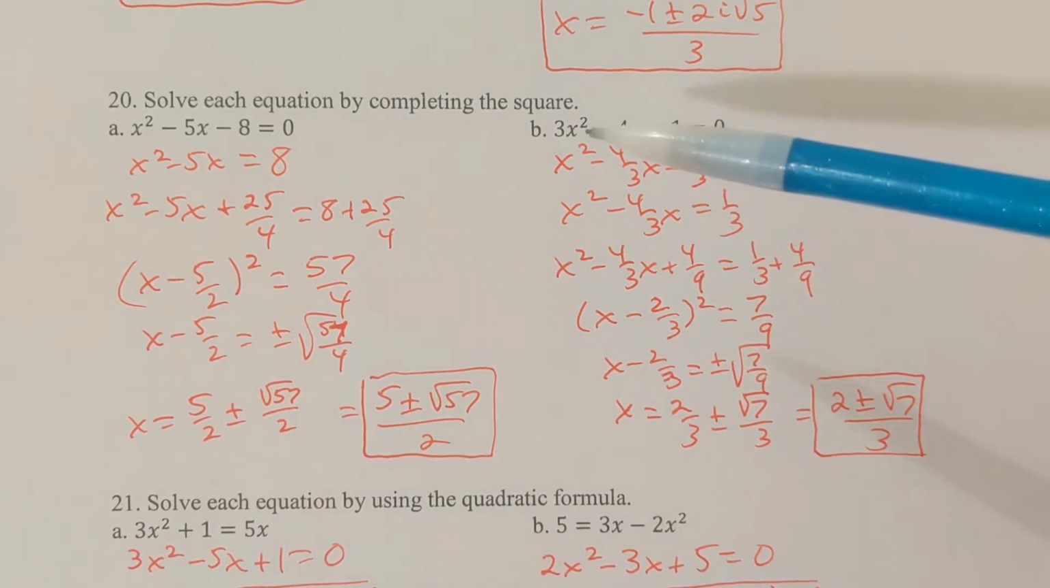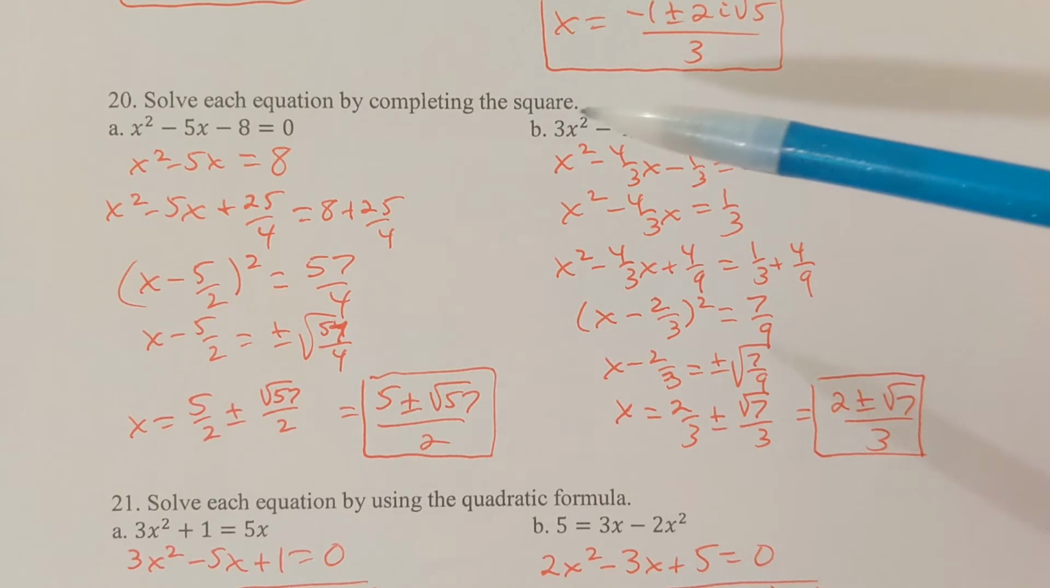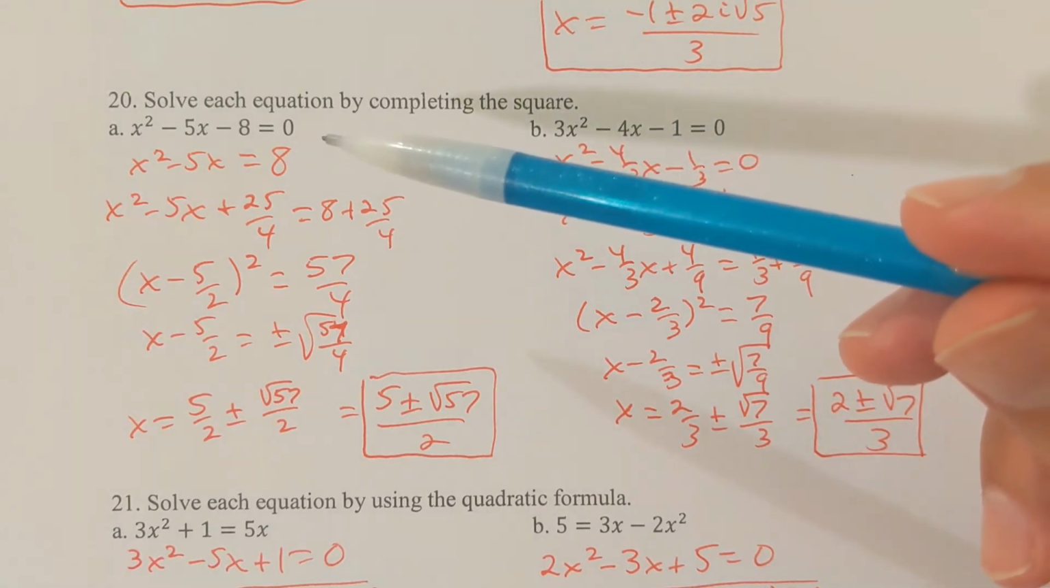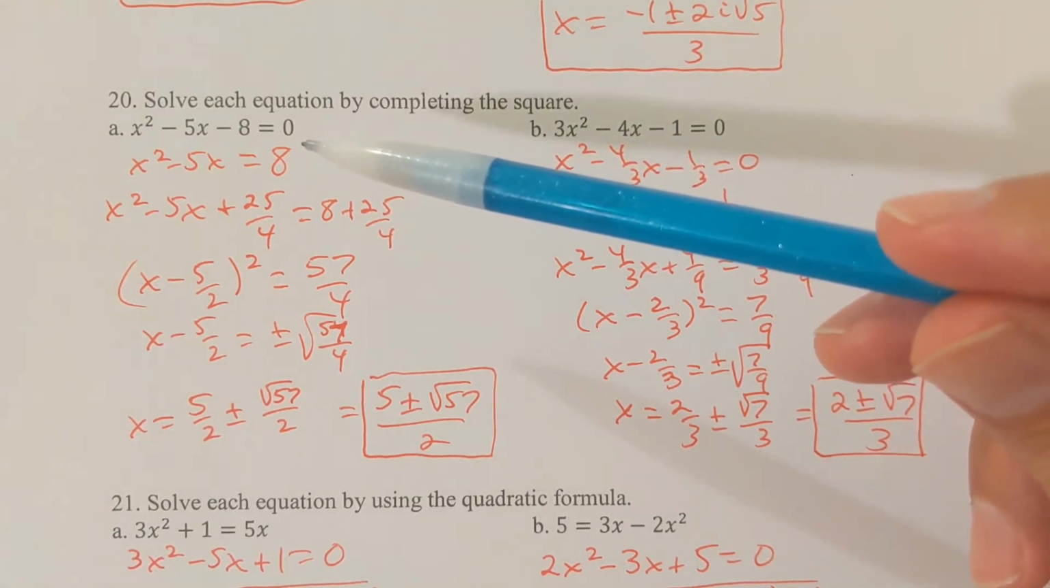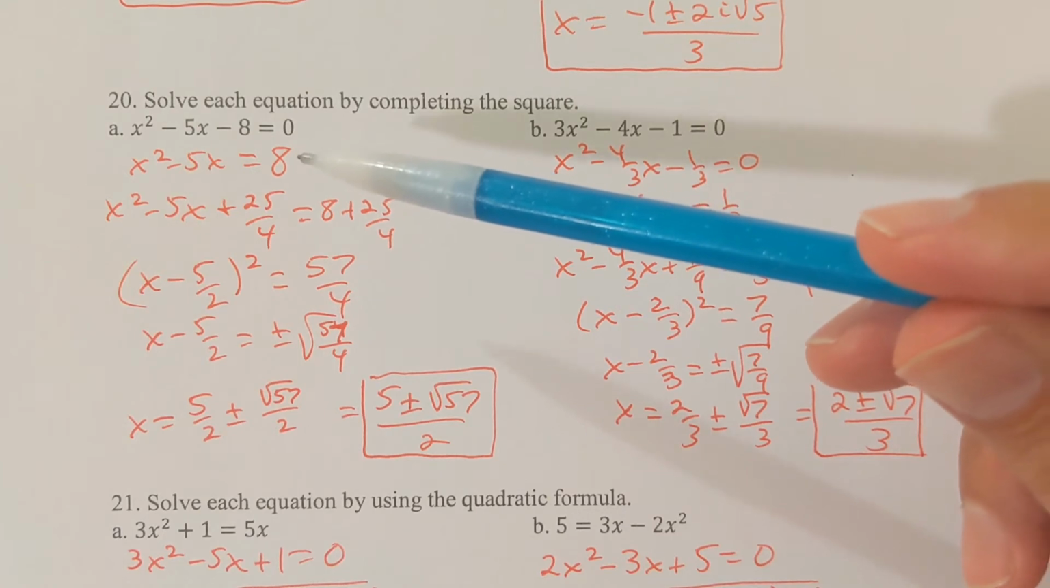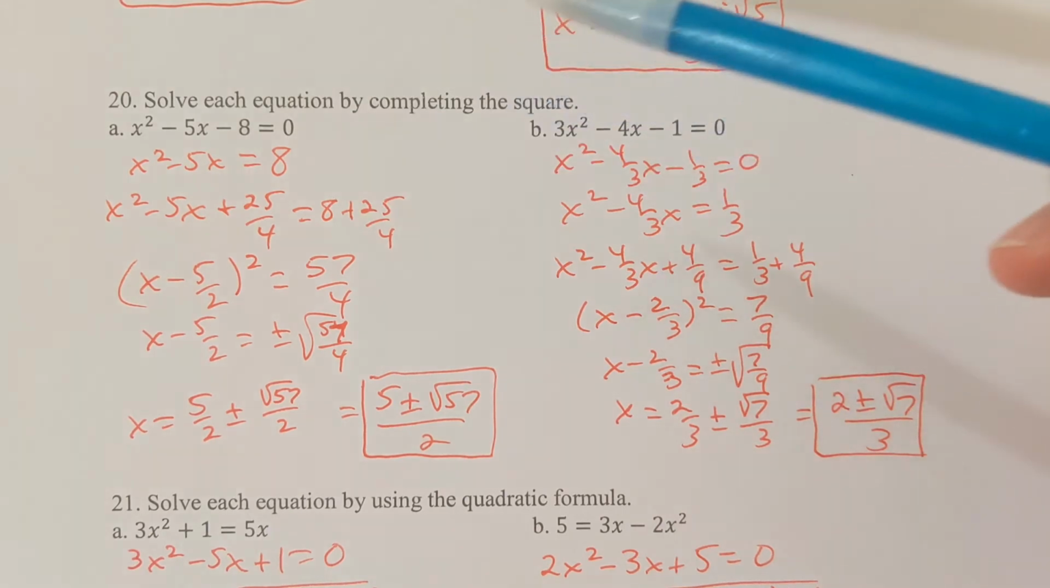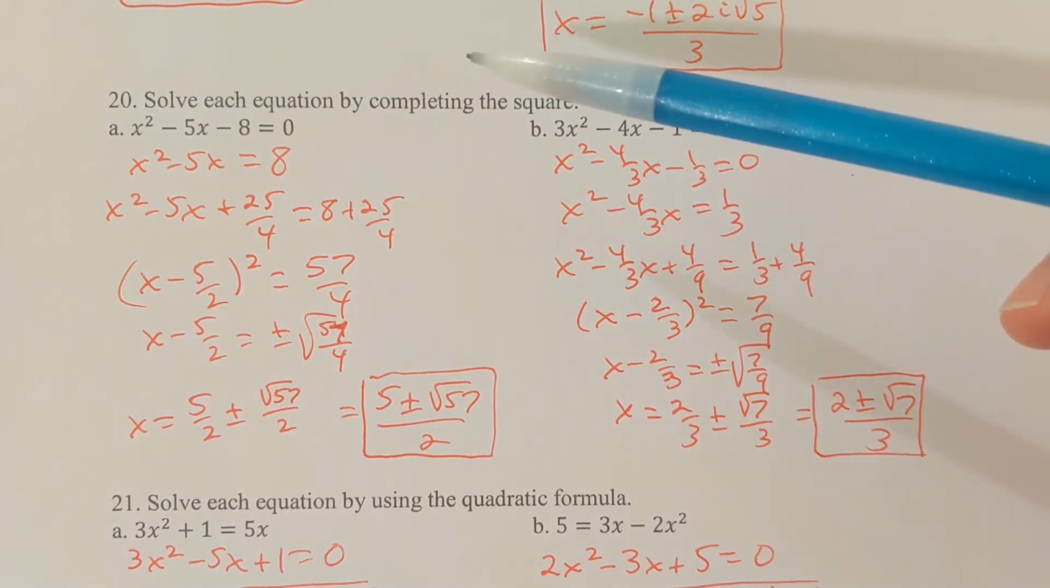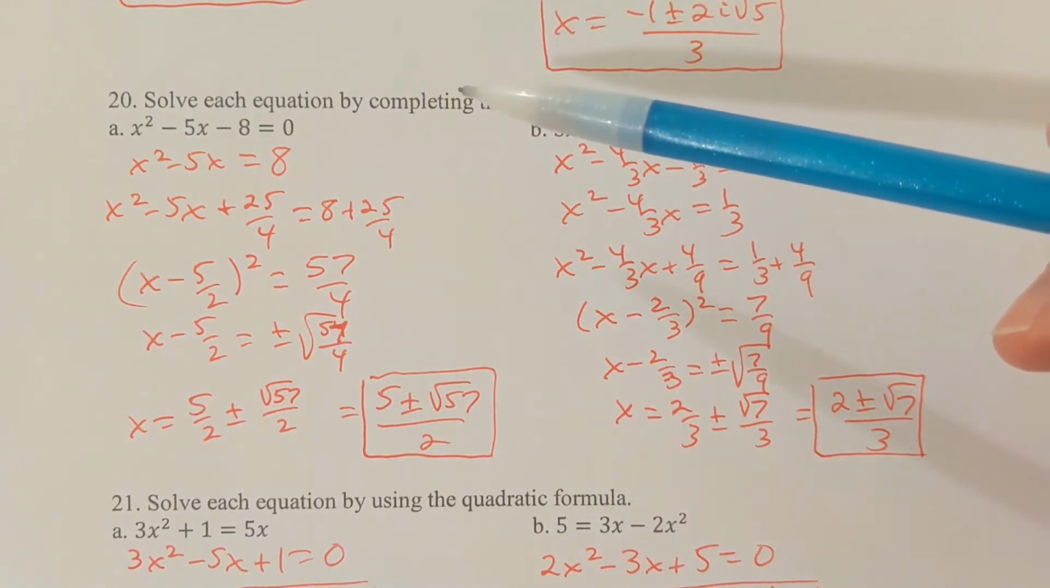Problem 20, solve each equation by completing the square. So step 1 is to get a 1 in front of x squared. Step 2 is to add the constant over to the right. Okay, I've already got the 1 in front of x squared there. So x squared minus 5x equals 8.